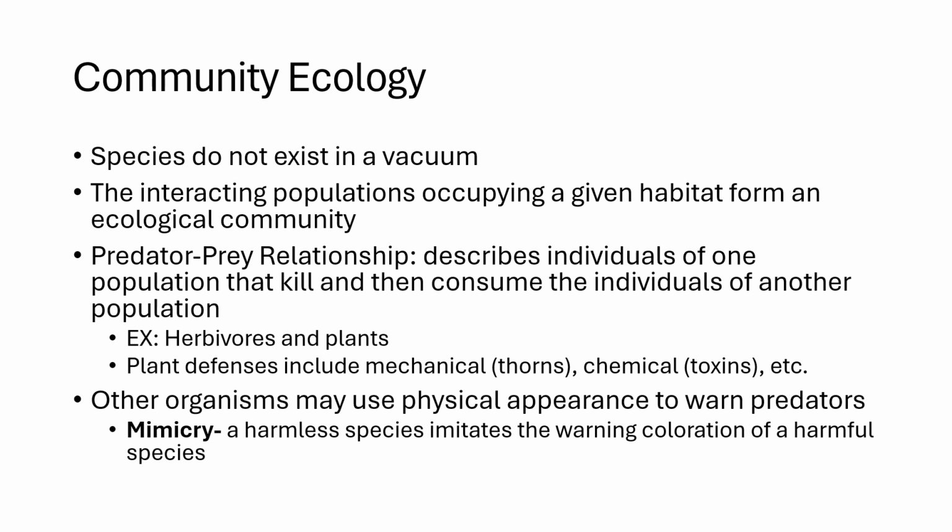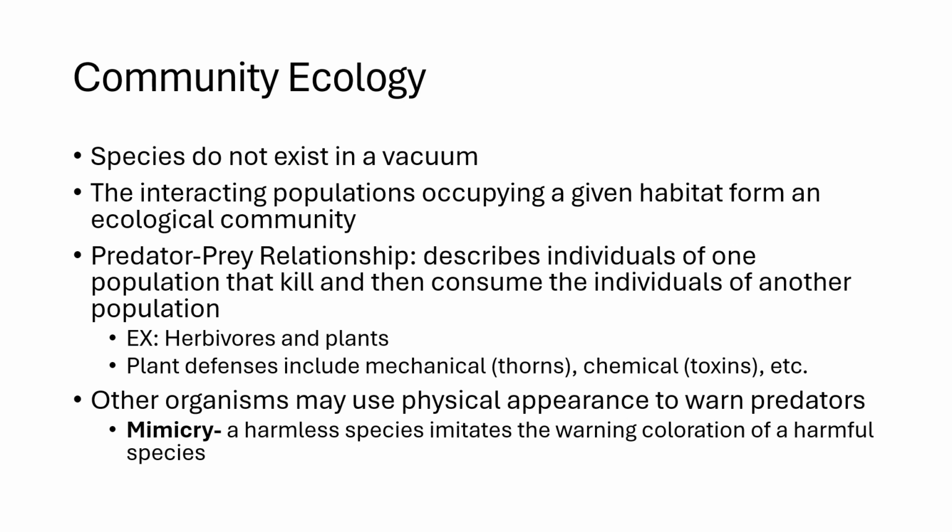But this is a push and pull relationship. So the prey will evolve adaptations that help it resist predation as well. So in the case of plants, of course, they have some mechanical defenses, stuff like thorns. They'll have chemical defenses like toxins. Perhaps they taste bad. Perhaps they're extremely toxic. There are biological mechanisms like attracting ants to help keep you safe.